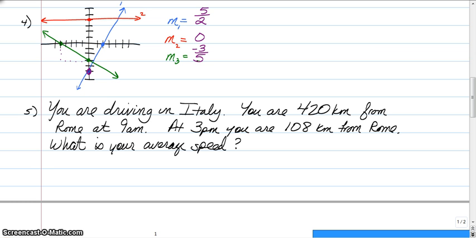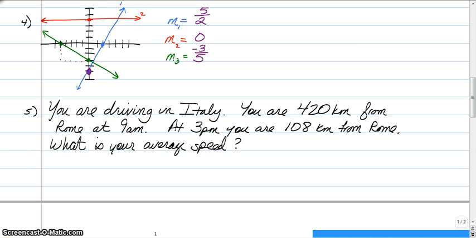Question number 5. It's a word problem that deals with rate of change, and rate of change is basically slope. So you're driving in Italy, and you are 420 kilometers from Rome at 9 a.m. At 3 p.m. you are 108 kilometers from Rome. What is your average speed? Notice the key is with the AM and the PM. You don't just subtract like you would normally do in a regular slope problem given 2 coordinates.